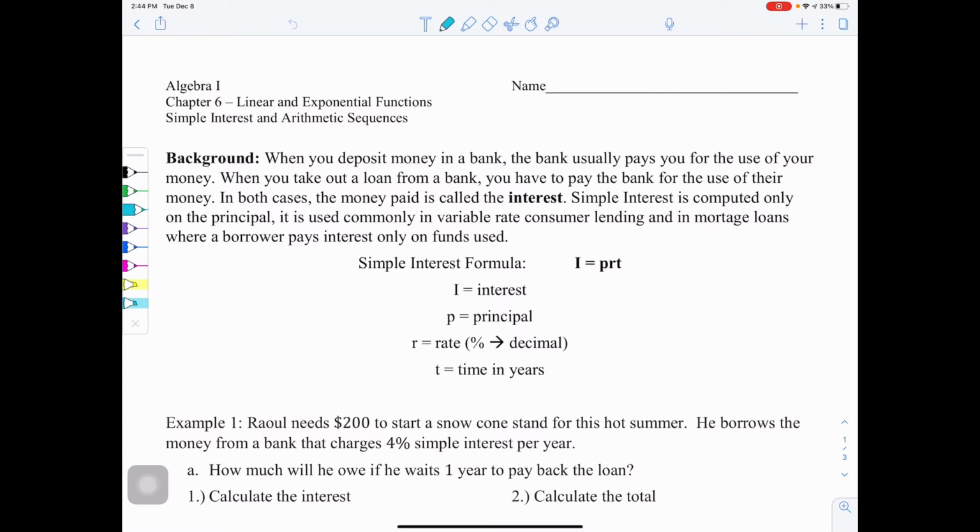Underneath, you will see the formula for simple interest. I equals PRT. The I stands for interest. The principal is P. R is the rate. It will be given to you as a percent, but you need to change it into a decimal. And the time in years is T.